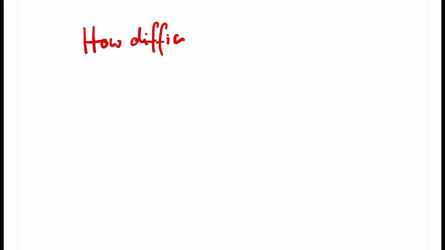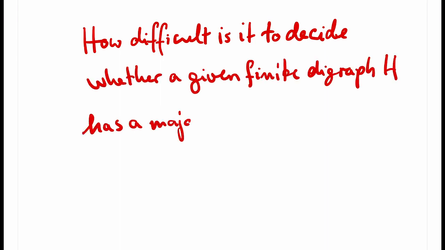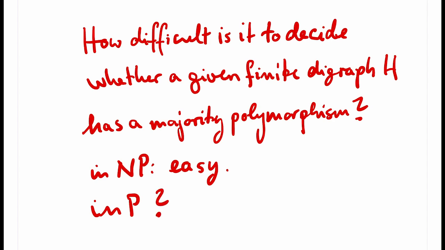How difficult is it to decide for a given finite digraph H whether H has a majority polymorphism? It is relatively easy to see that this problem is in the complexity class NP. But is it in P? Can we decide this question in polynomial time? The answer is yes, and this is again a very clever, very nice and inspiring idea of Feder and Vardi, and we look at that in the final part of today's video.